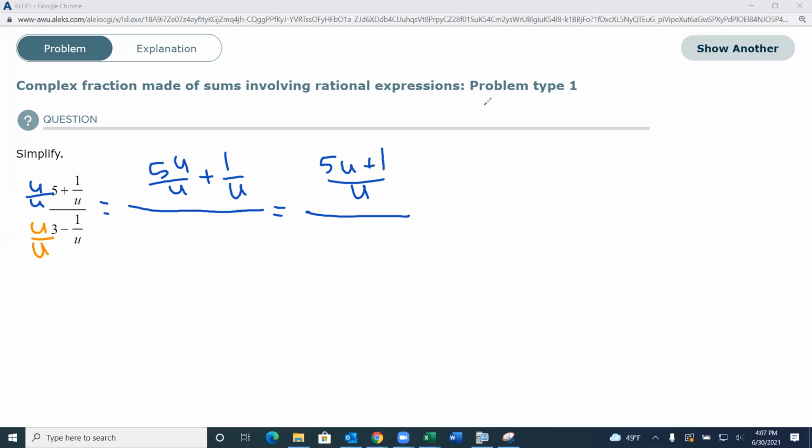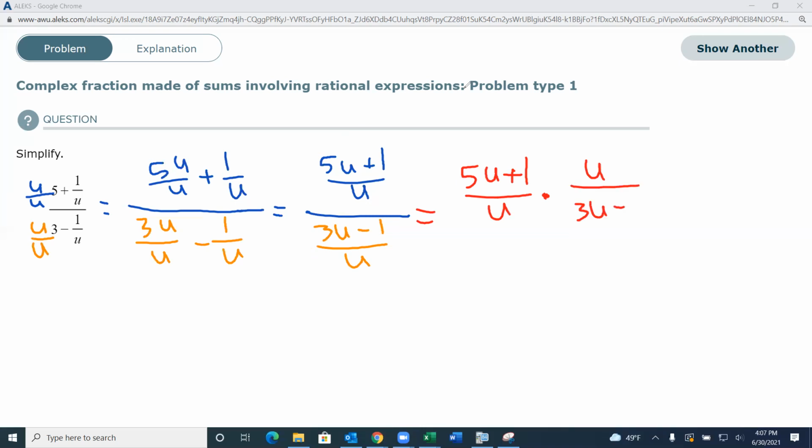Okay, so I'll multiply that by u over u. So I get 3u over u minus 1 over u. So 3u minus 1 over u. Now it's a single fraction over a single fraction. So now I can do what we did on the last one. Flip that second fraction, take its reciprocal, and did I do it correctly? Yeah. And now I can multiply it. But you'll notice I'm able to cancel the u's there. And I'll be honest, that is as far as we can go.